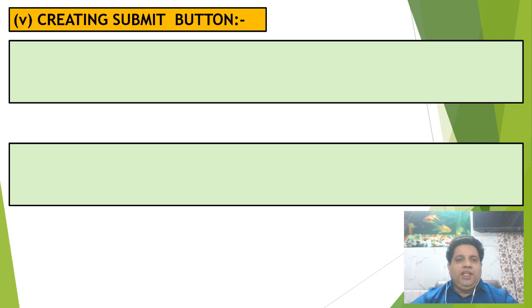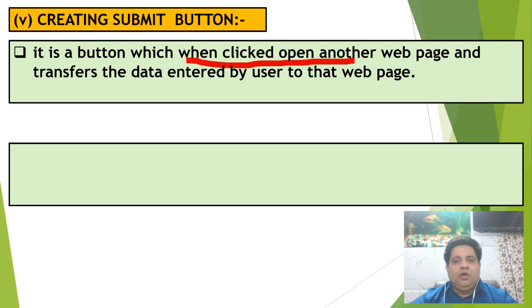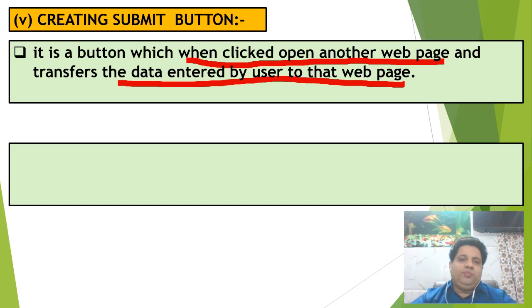Now you want to create a submit button. What is a submit button? It is a button. There is a normal button also and there is a submit button also. The main advantage of a submit button is that when you click on it, another web page gets opened and it transfers the data that you have entered on that web page to the other web page. So submit buttons do two things. It opens another web page, and whatever data you have filled in the form, it transfers to that web page. So this is a very important button, the submit button.